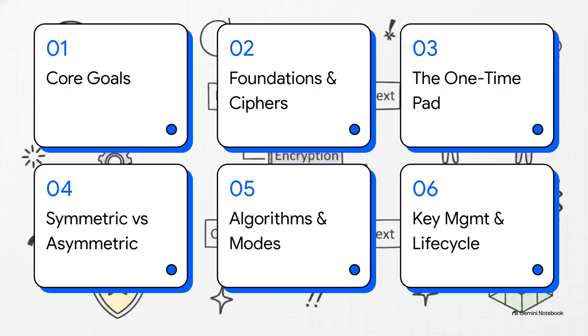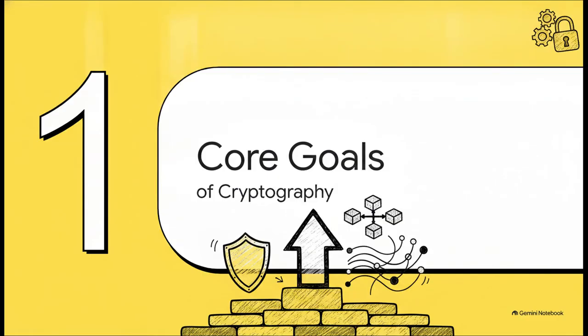Okay, real quick, here's our syllabus for today. We're going to cover the core goals of cryptography, move into foundations and basic ciphers, explore the unbreakable one-time pad, compare symmetric versus asymmetric systems, break down algorithms and modes, and then finally wrap up with key management and lifecycle. Let's jump right in with Section 1, the core goals of cryptography.